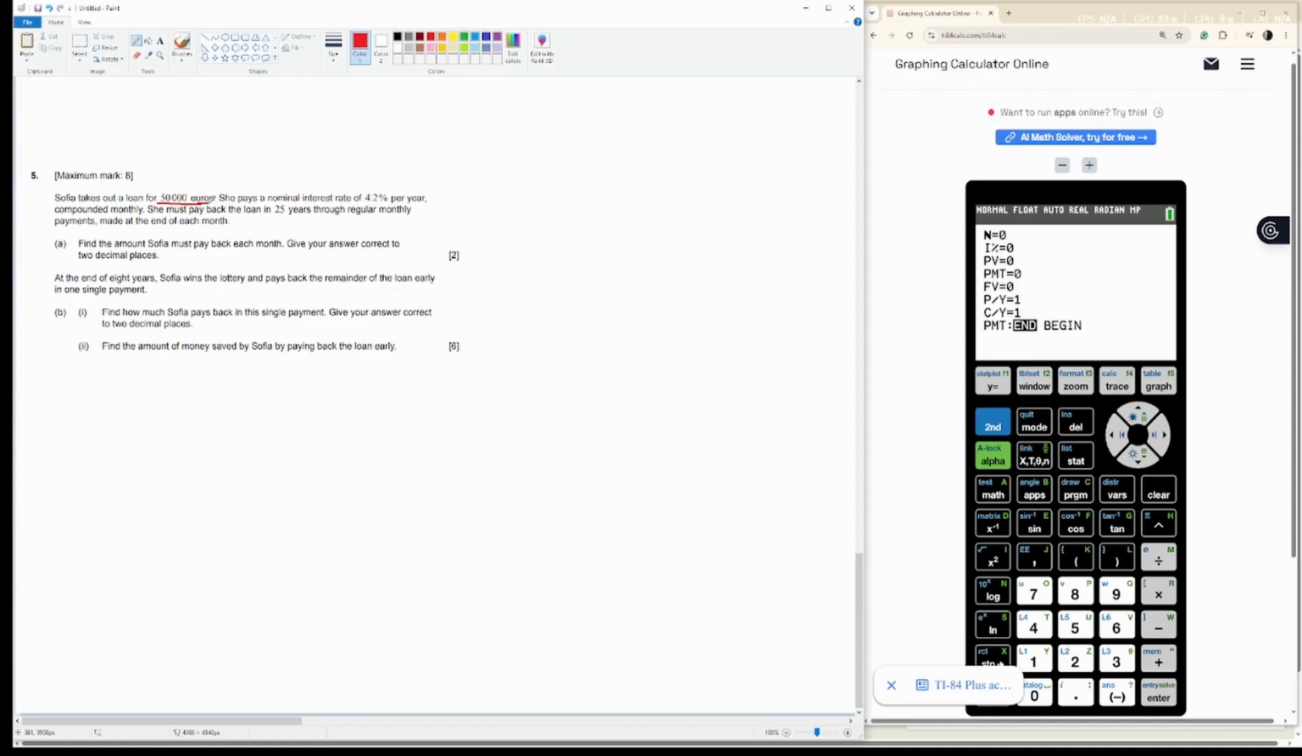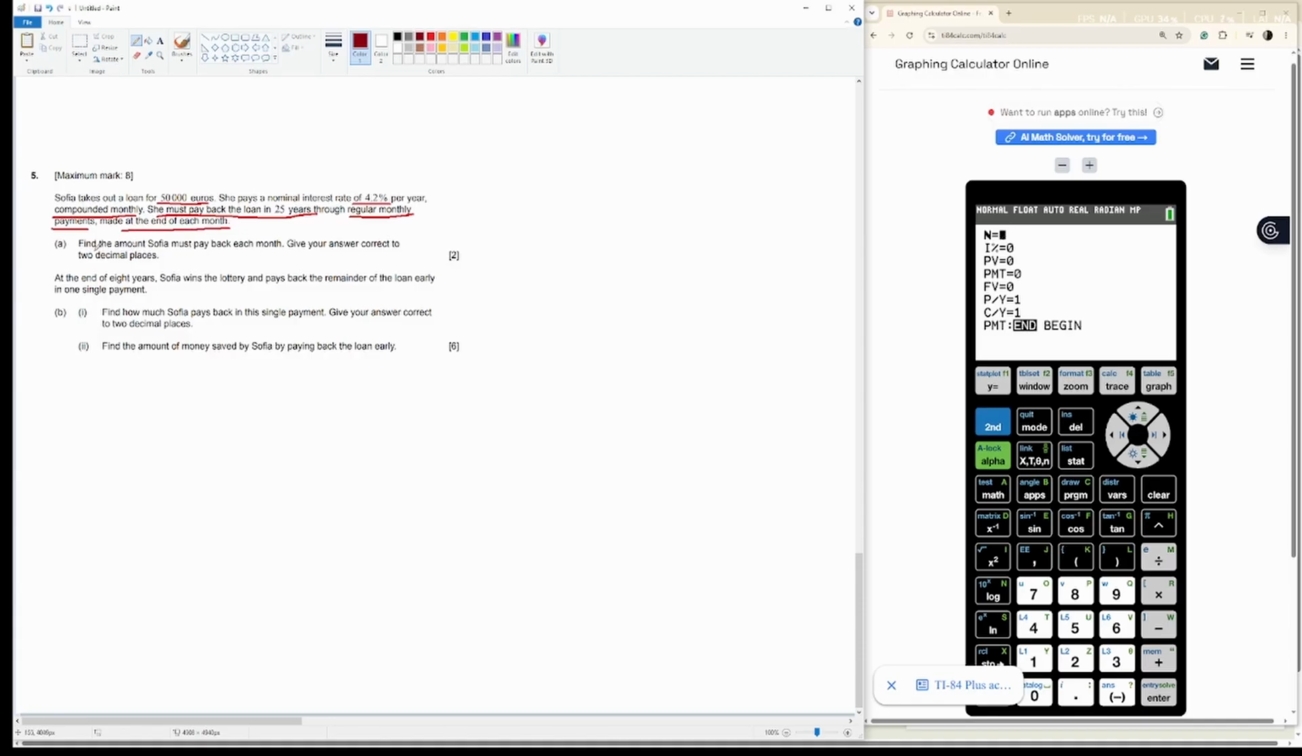So she takes a loan out for 50,000 euros, pays a nominal interest of 4.2% per year, and it's compounded monthly. And she must pay the loan back in 25 years through regular monthly payments made at the end of each month.